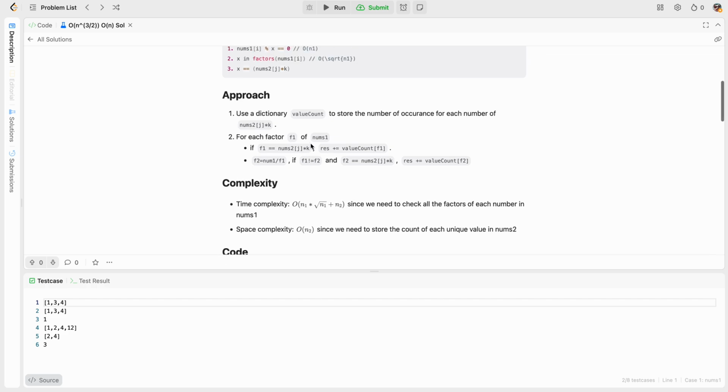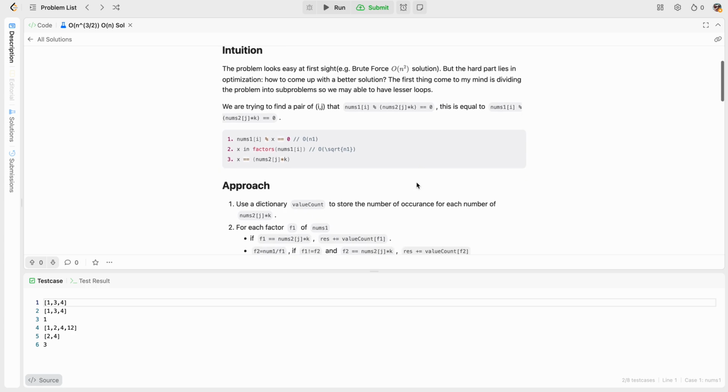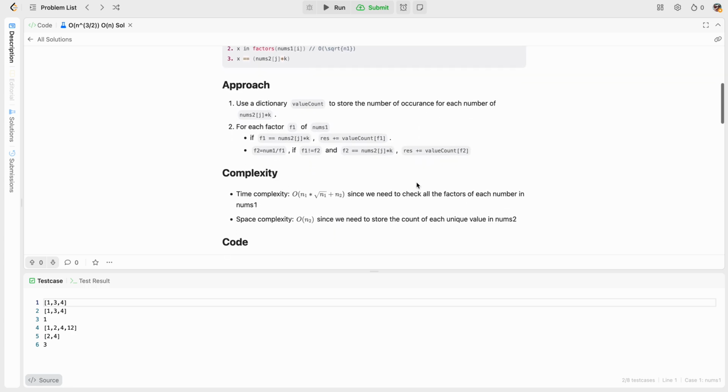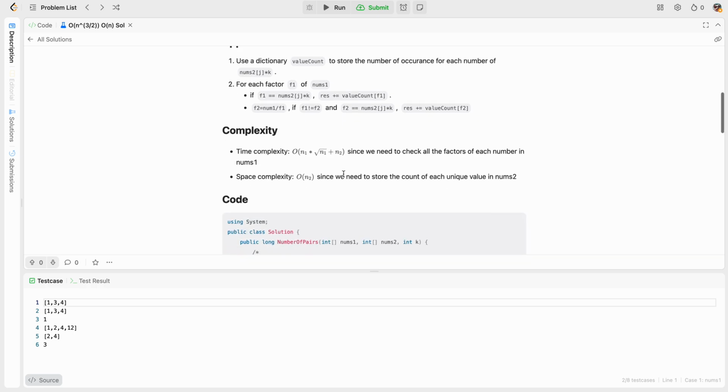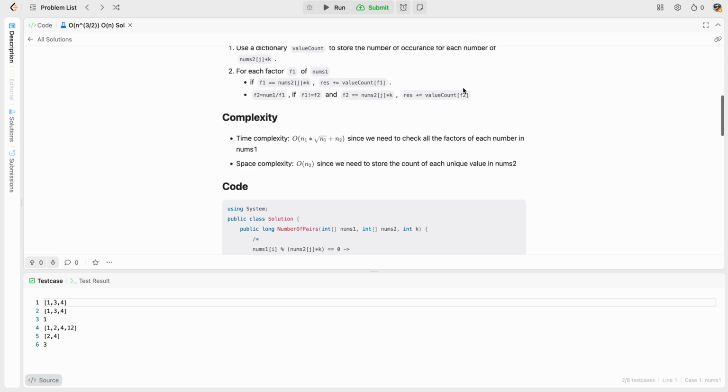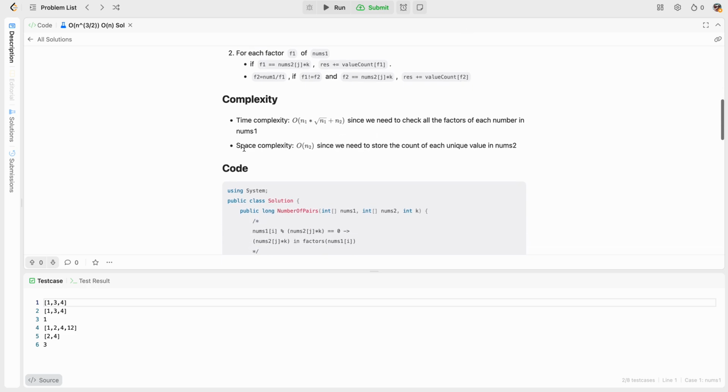But the special case is if nums1 has two factors that are equal, we don't need to add again. For example, 36 has two factors of the same value, 6. We only need to add the value count of the unique factor.